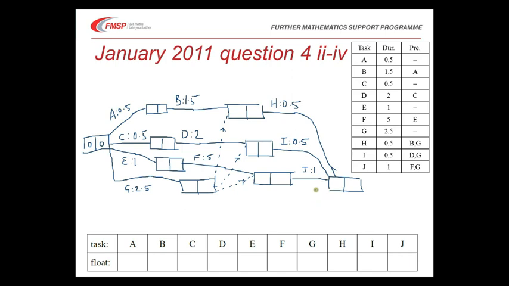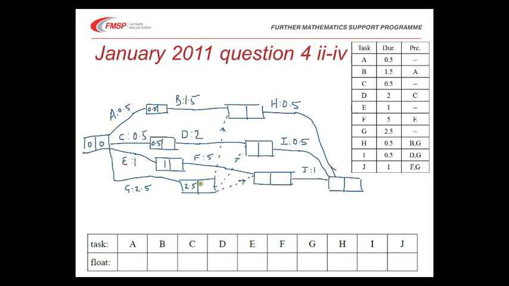We can now go through and fill in our early and late times. So the first ones are quite easy. 0 and 0.5, this must be 0.5. 0 and 0.5, this must be 0.5. 0 and 1, this must be 1. And 0 and 2.5, this must be 2.5. So they were just single activities leading into a node.